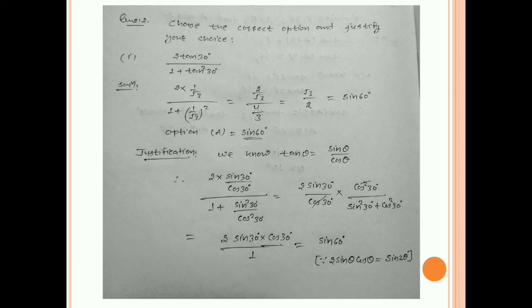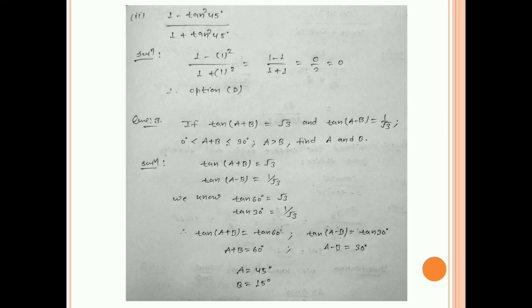Since we know sin square theta plus cos square theta is always 1, and 1 cos theta will get cancelled out with numerator cos square theta. So in the numerator we will get 2 sin 30 into cos 30 upon 1. So that will be equals to sin 60, since 2 sin theta cos theta is sin 2 theta. So that is the explanation for this problem.